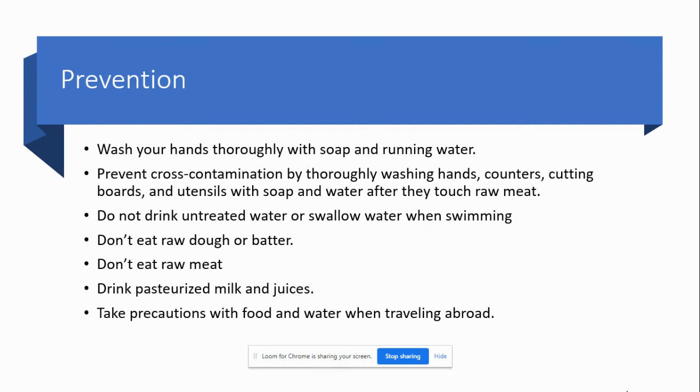So the prevention for E. coli infection include washing your hands thoroughly with soap and running water. Also prevent cross-contamination by thoroughly washing hands, counters, cutting boards, and utensils with soap and water after they touch raw meat. We do not recommend people drink untreated water or swallow water when swimming. And we do not recommend people eat raw dough or batter or eat raw meat or drink unpasteurized milk and juices. Also, people should take precautions with food and water when traveling abroad.